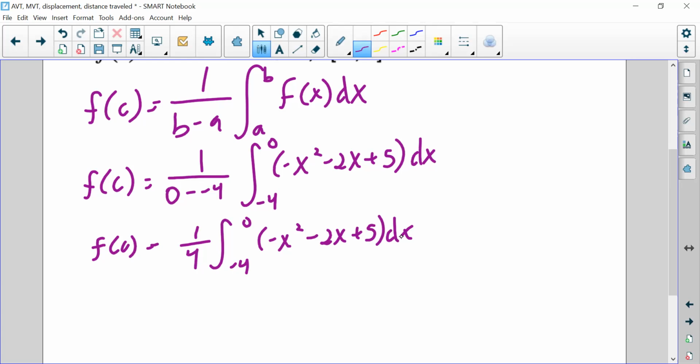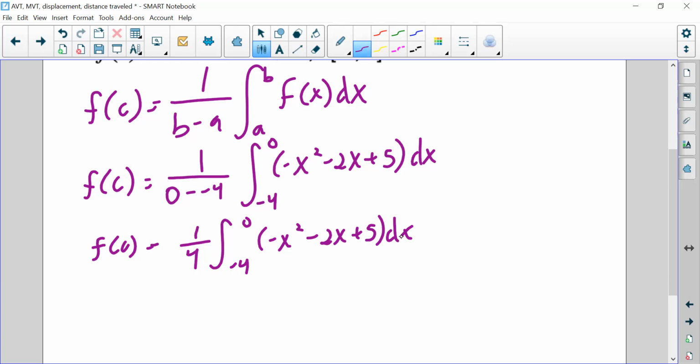So that's just using that formula that I rewrote. The area under the curve is equal to the area of the rectangle, so we're solving for the height of the rectangle. That's what we want to figure out. The average value is the height of the rectangle. All right, so now we have that set up.